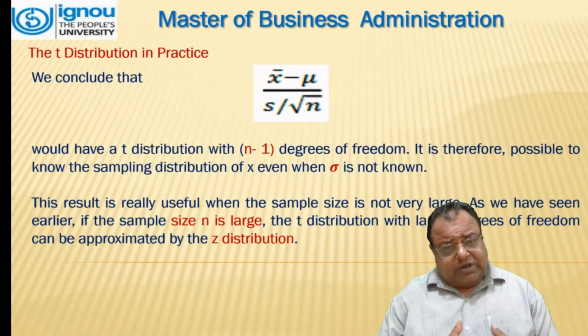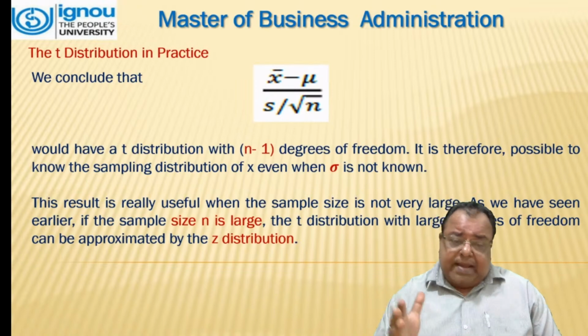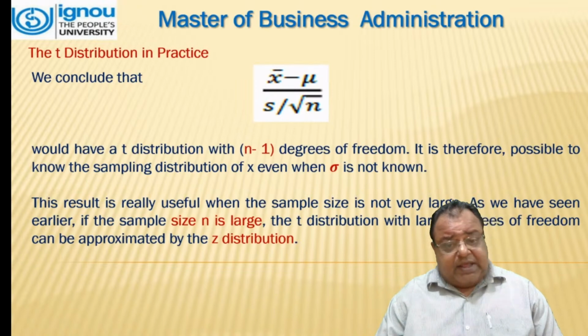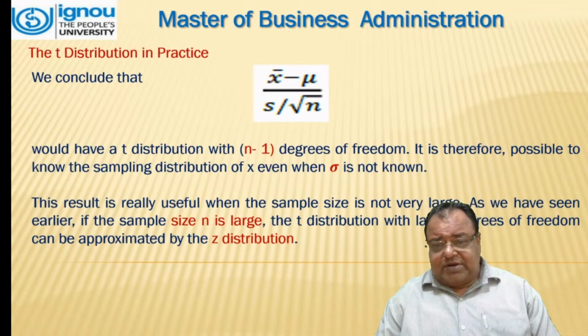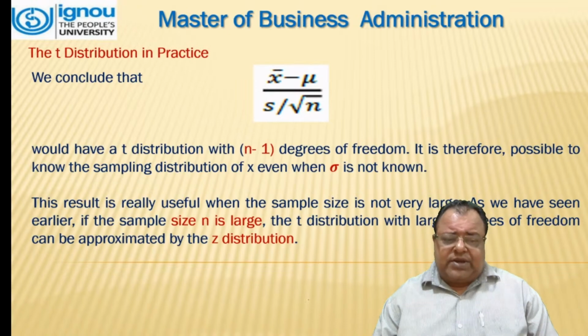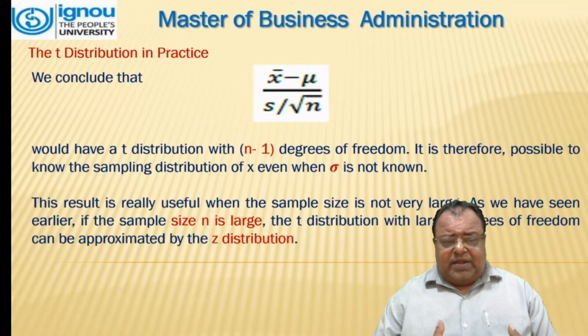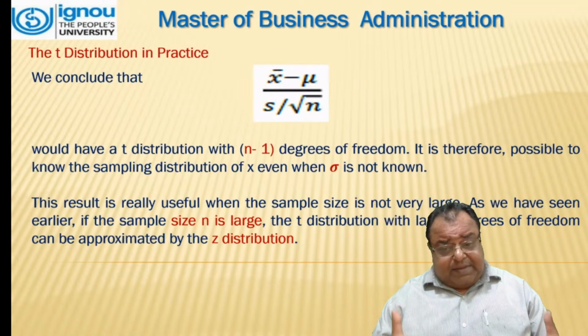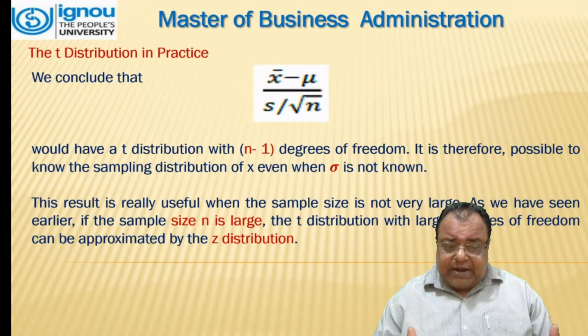It is therefore possible to know the sampling distribution of x bar even when sigma is not known. This result is usually useful when the sample size is not very large. As we have seen earlier, if the sample size is large, the t distribution with large degrees of freedom can be approximated as the z distribution.